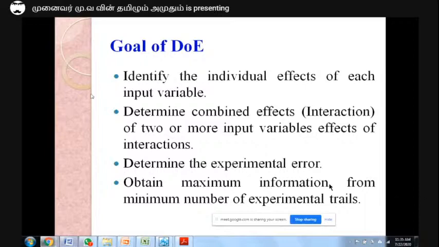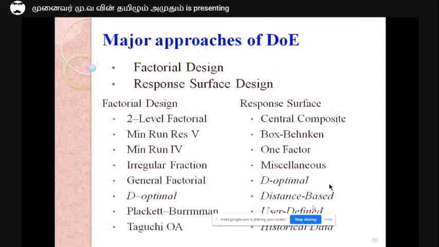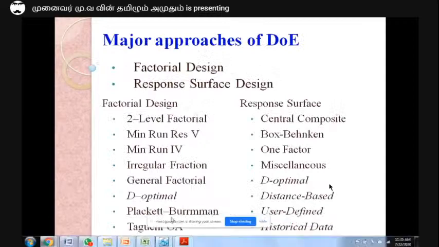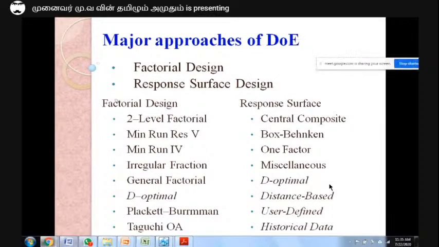This I will give in detail, the goal of DOE. And what are the other branches of DOE? Major approaches of DOE are factorial design and response surface design. Under response surface, we have central composite, Box-Behnken, one factor, and so on. And under factorial, we have two-level factorial, general factorial, and Taguchi.